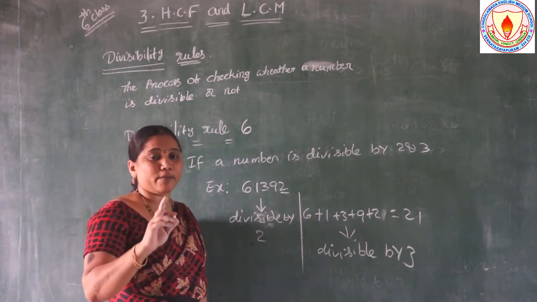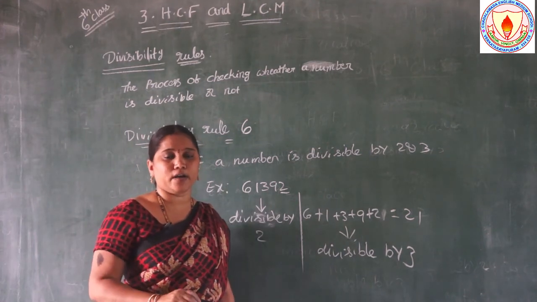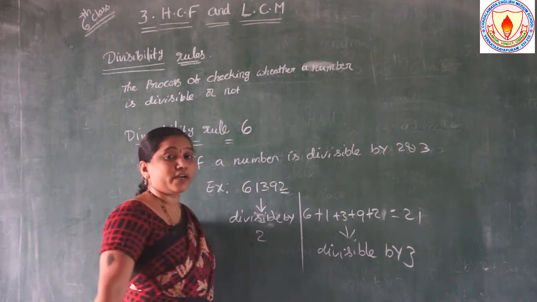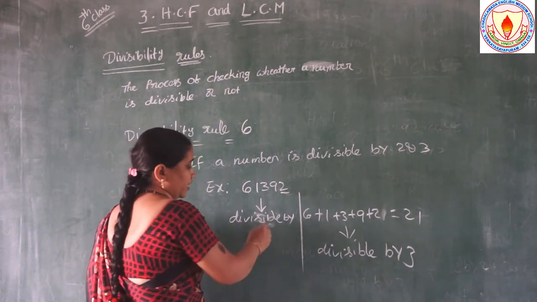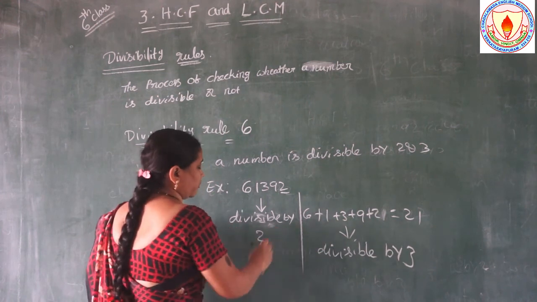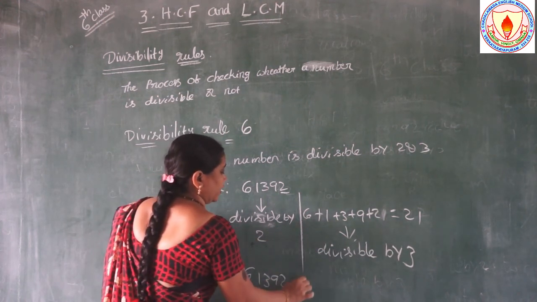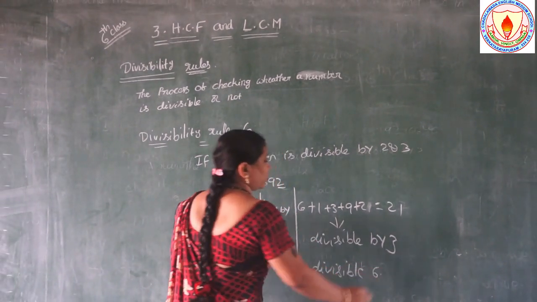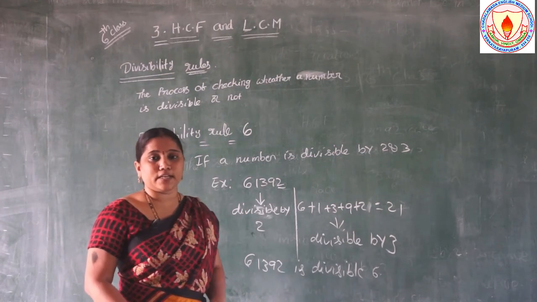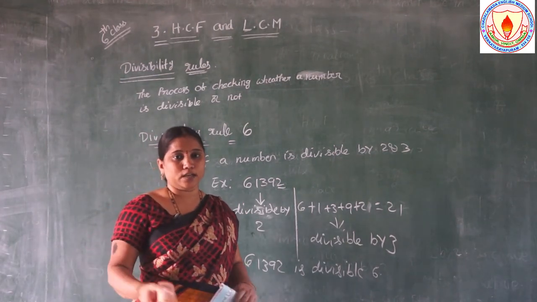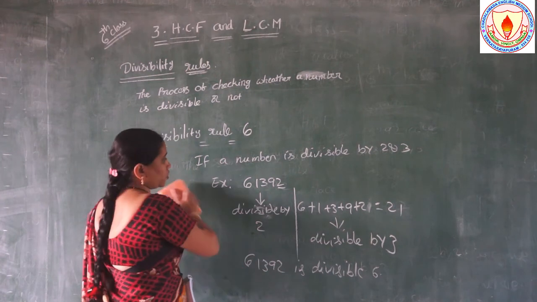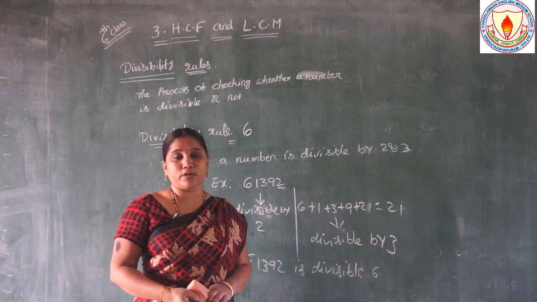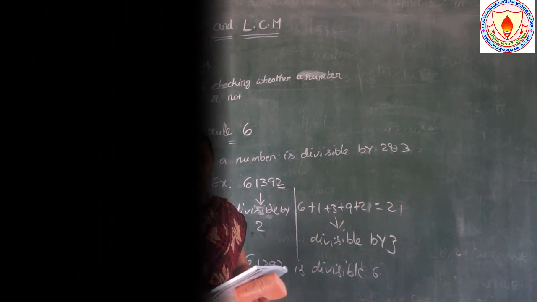If the number is not divisible by either one of them, then it is not divisible by 6. Here the number must be divisible by both numbers. Here 2 is also divisible and 3 is also divisible. So 61392 is divisible by 6. If either of these two fails, the number is not divisible by 6. So this is the divisibility rule for 2, the divisibility rule for 3 and the divisibility rule for 6. Do you understand, children?